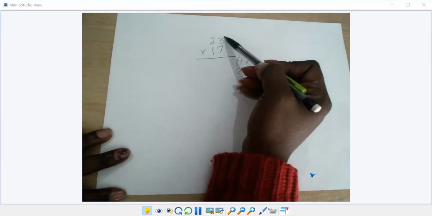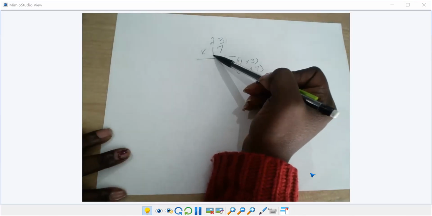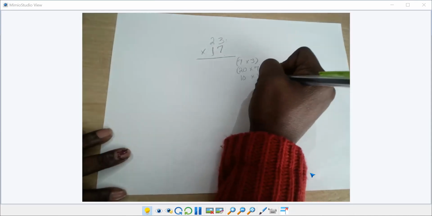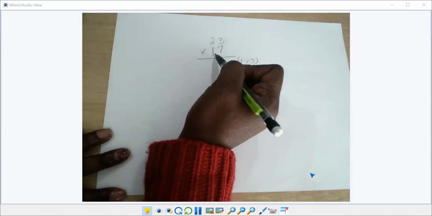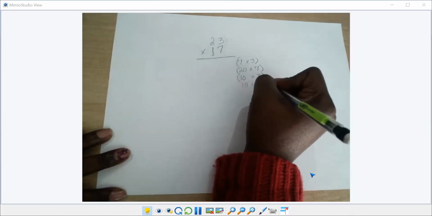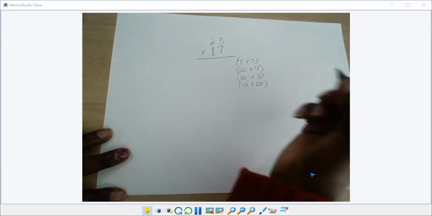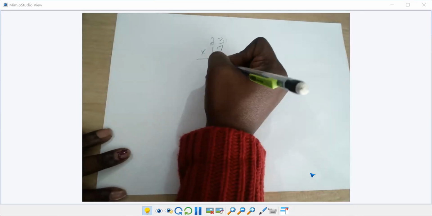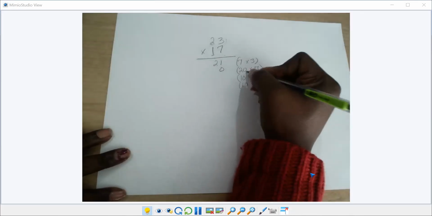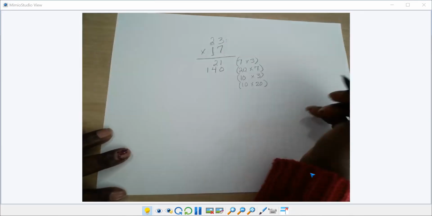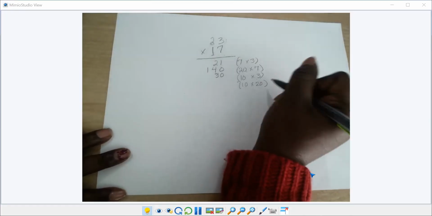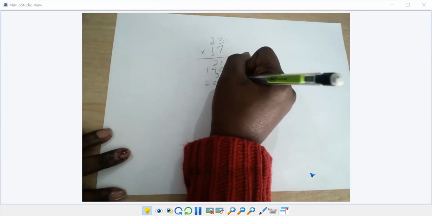Then my next is going to be this way. So I have 1 in the tens place, so that would be a 10 times 3. And then lastly, I have 10 times 20. So then 7 times 3 is 21. I have a 0, put a 0 in my answer, and 7 times 2 is 14. And then 10 times 3 is 30. And then 10 times 20 is 200.